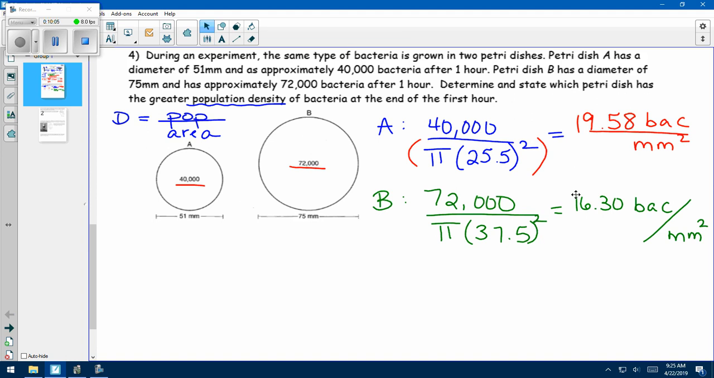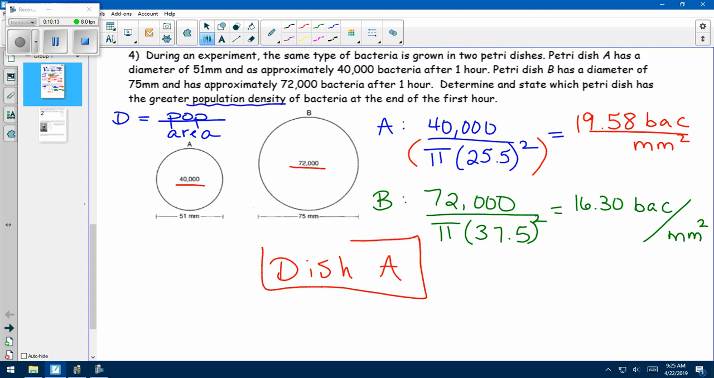The actual greater population density comes from bacteria dish A. Okay, so the conclusion here says, determine and state which Petri dish has the greater population density. So clearly in this case, based on those calculations, we get dish A as a result. And this is also a former Regents exam question, so just to give you a little bit of a different look as to where density might come into play.